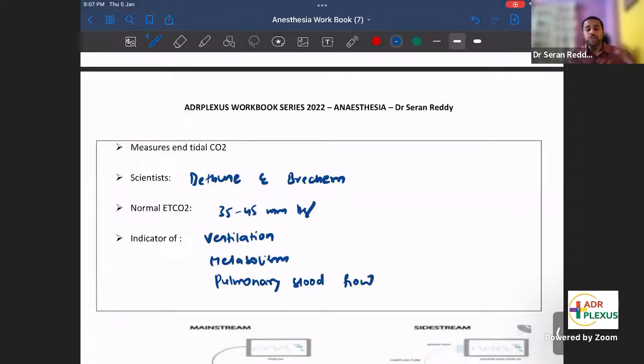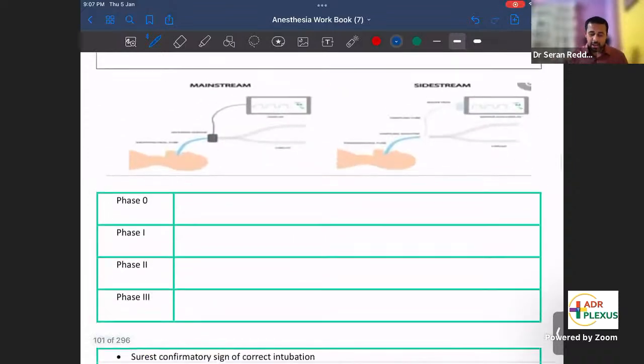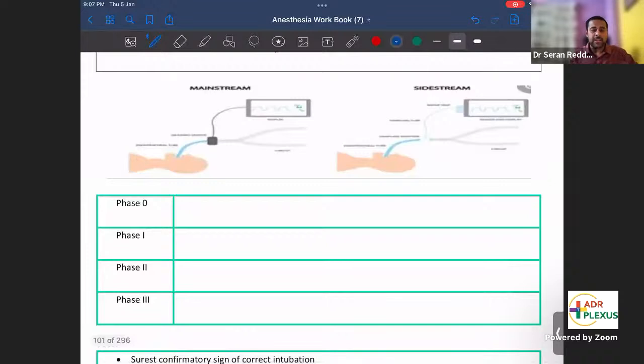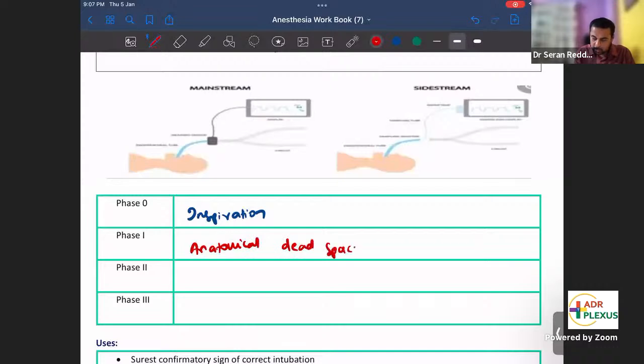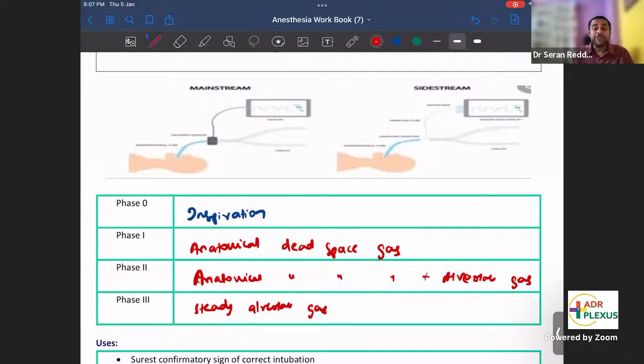This EtCO2 can be measured by mainstream or side stream, not an important thing. And as I said, phase 0 is basically inspiration, and phase 1 is anatomical dead space gas. Phase 2 is a mixture of anatomical dead space gas plus alveolar gas. Phase 3 is a steady alveolar gas. So this is just for your understanding.